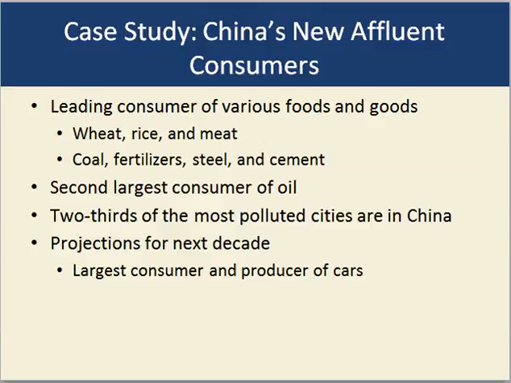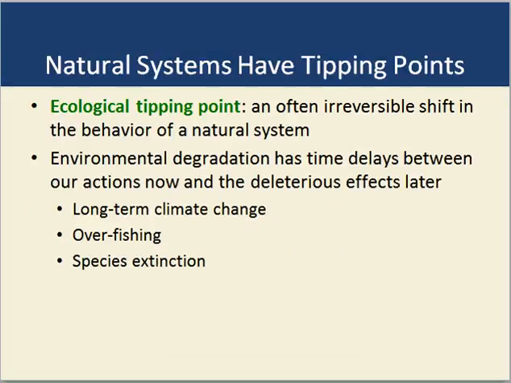There are some more case studies as you read. China is now the leading consumer of various foods and goods. It is our second largest consumer of oil, and two-thirds of most of the cities polluted are unfortunately in China. It is projected that they may become the largest consumers and producers of cars within the next decade.